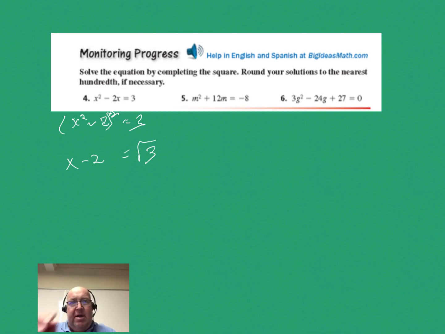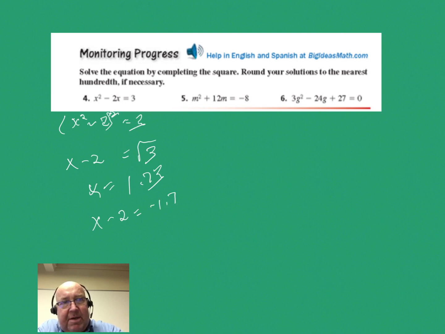So we're going to get x minus 2 equal 1.73 and x minus 2 equal negative 1.73. We add 2 to 1.73, we're going to get 3.73. And we add 2 to negative 1.73, that is going to be negative 0.27.